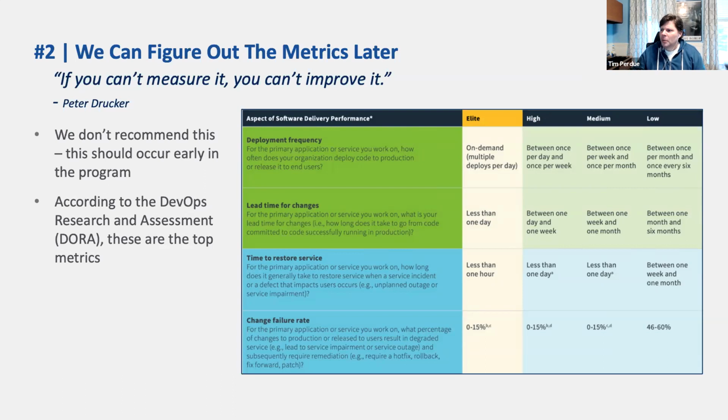You can see that the worst in class, almost half of the code going out there needs to be fixed. The world class would be up to 15%, which even seems like a lot. But these are four metrics to get started. Don't think about it later. Absolutely think about the metrics while you're thinking about your DevSecOps strategy.